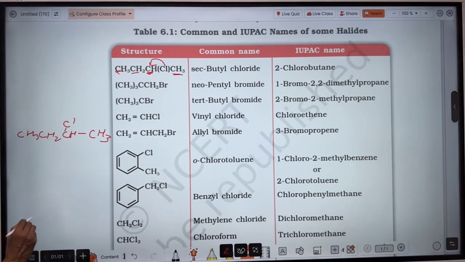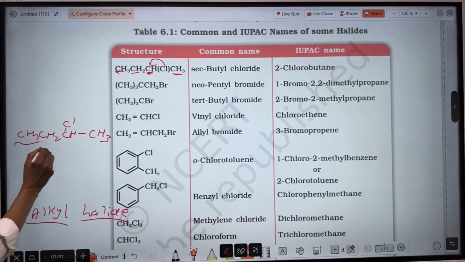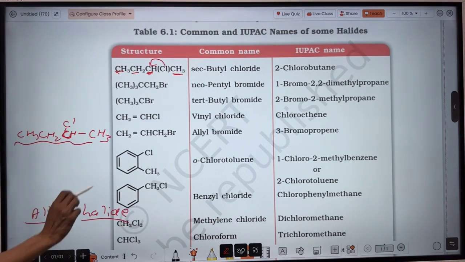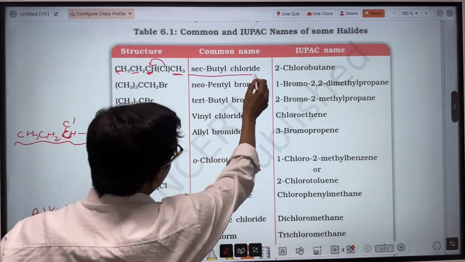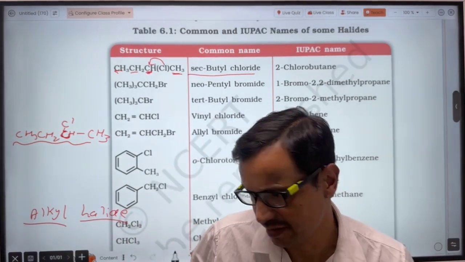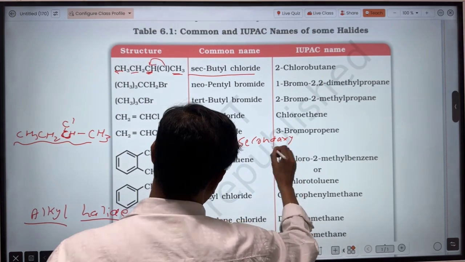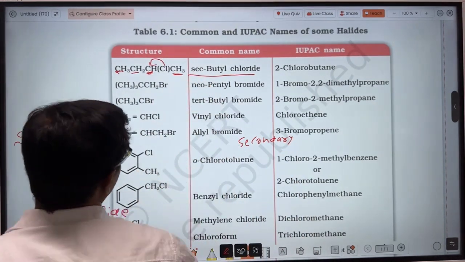So here, when you have to write the common name, you know that we write alkyl halide. Halogen is chlorine and alkyl is what? Here alkyl is secondary butyl, because the secondary carbon atom of the butane has been bonded. So that's why it will be called secondary butyl. So the common name will be secondary butyl chloride. That is written as secondary butyl chloride, SEC, or sec butyl chloride. Sec means secondary. Okay, that was the common name.